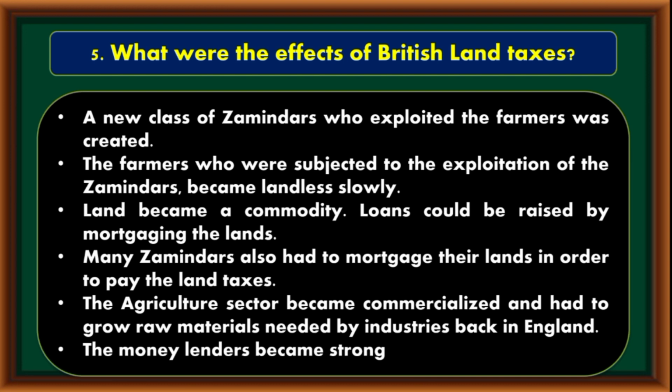What were the effects of British land taxes? A new class of zamindars who exploited the farmers was created. The farmers who were subjected to the exploitation of the zamindars became landless slowly. Land became a commodity, loan could be raised by mortgaging the lands. Many zamindars also had to mortgage their lands in order to pay the land taxes. The agriculture sector became commercialized and had to grow raw materials needed by industries back in England. The money lenders became strong.